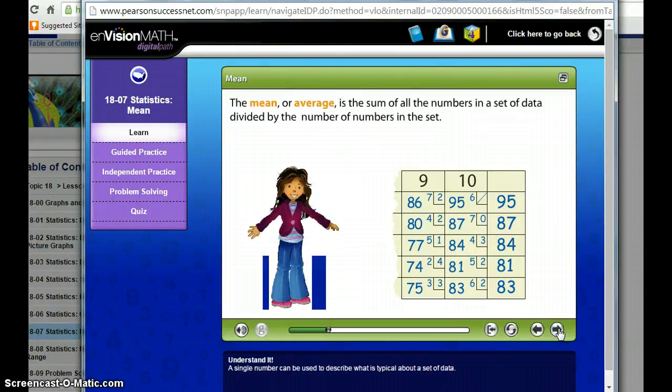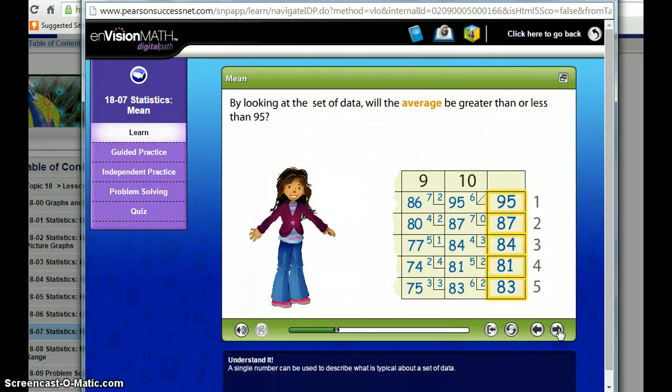The mean, or average, is the sum of all the numbers in a set of data divided by the number of numbers in the set. By looking at the set of data, will the average be greater than or less than 95? Just by looking at the numbers here in yellow, is our average going to be greater than 95 or less than 95? And how do you know?